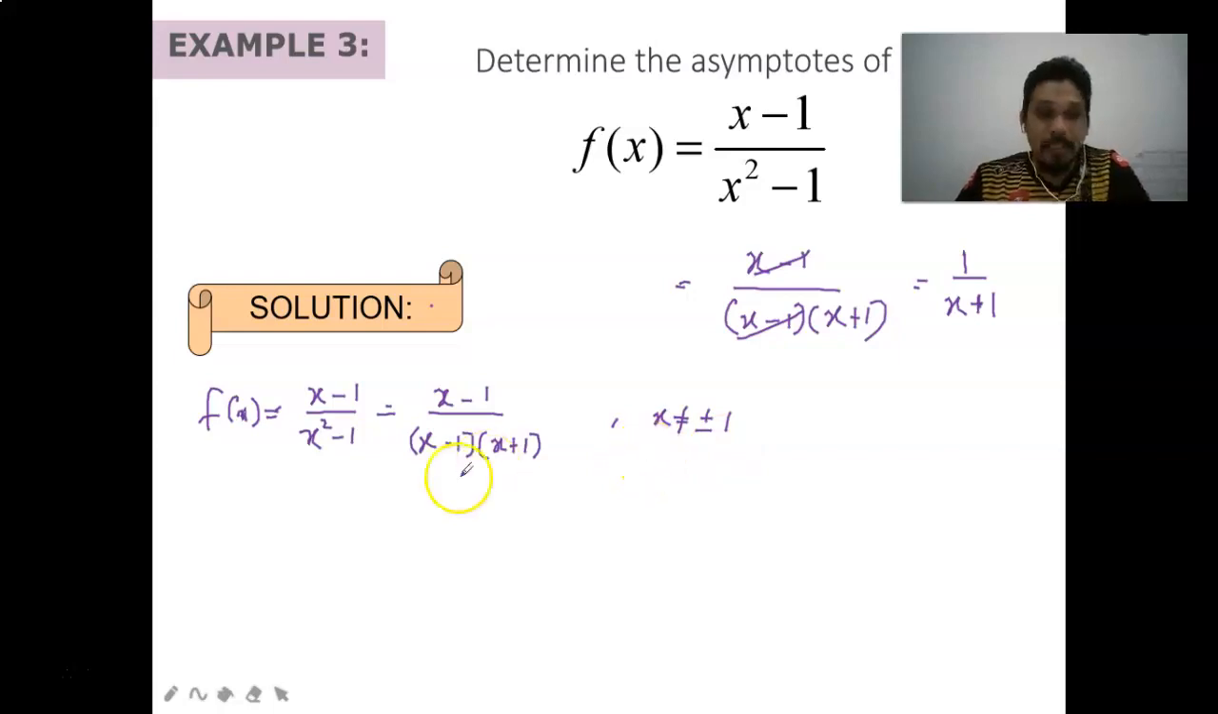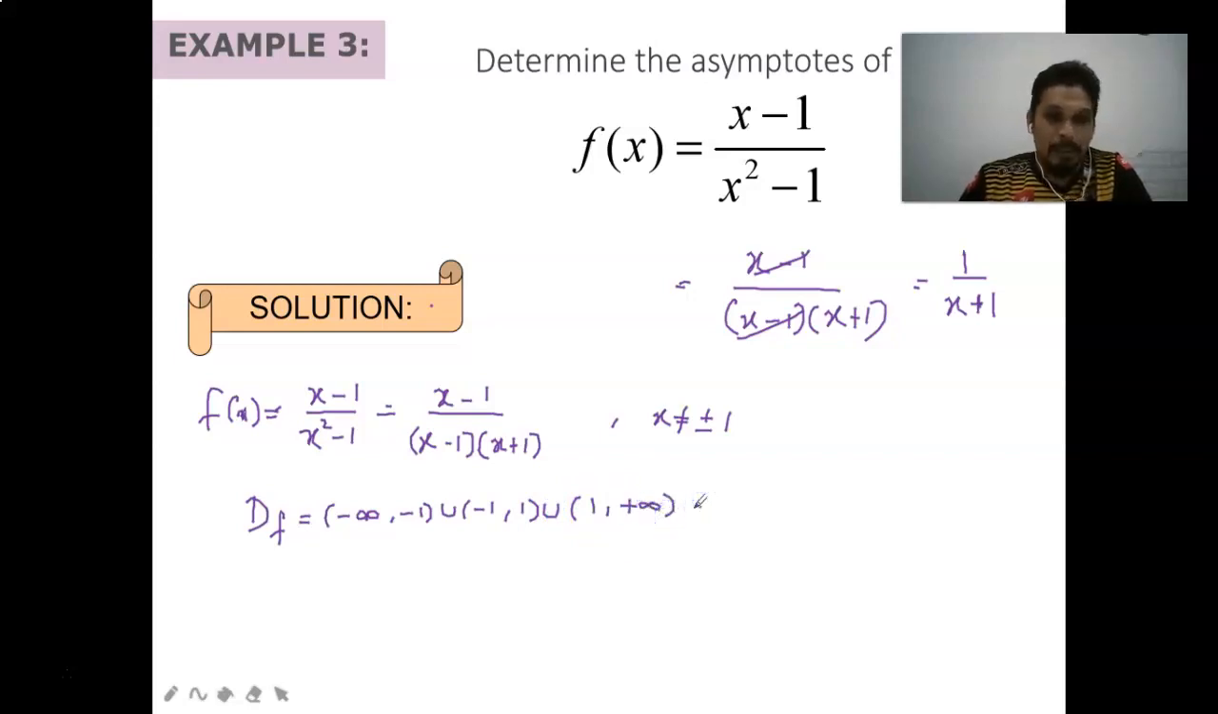Okay. So for this one here, the domain of this function is negative infinity until negative 1, union negative 1 until 1, union 1 to positive infinity. Okay. Now, for vertical asymptote, we look at the limit of x approaching negative 1 from the left side, and also the limit of x approaching negative 1 from the right side.